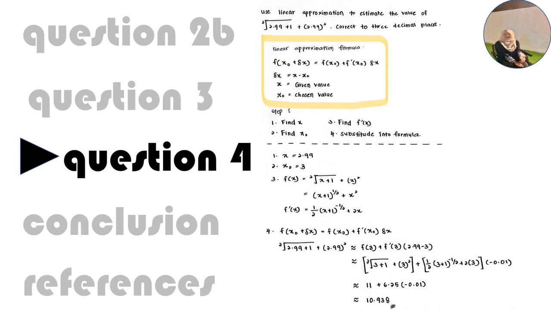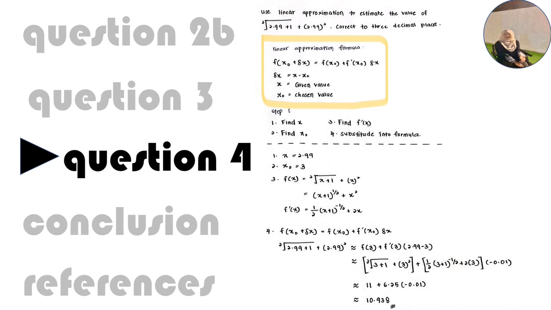The first thing is you should know the linear approximation formula, which is f of x naught plus delta x equals f of x naught plus f prime of x naught times delta x, where delta x is the product of x minus x naught, and x is the given value from the equation, and x naught is the chosen value that we change into a whole number. So we go through and solve it step by step.